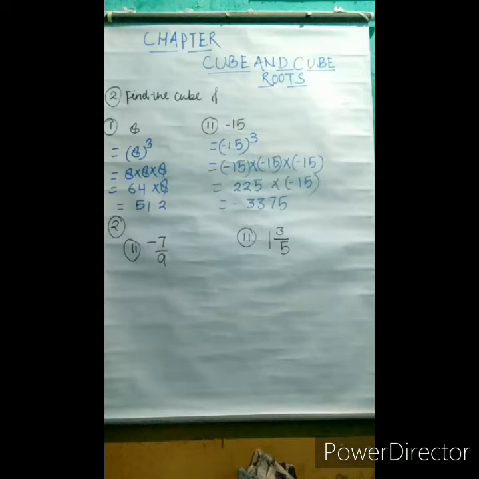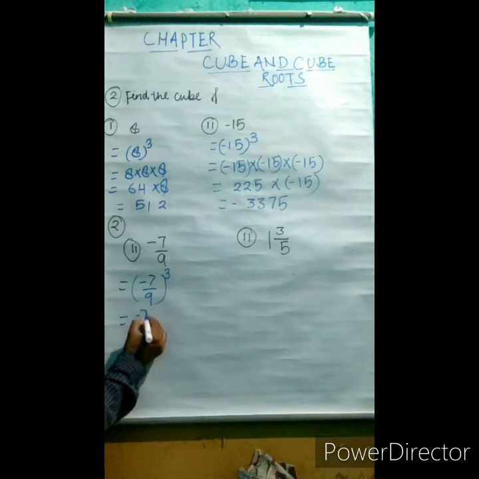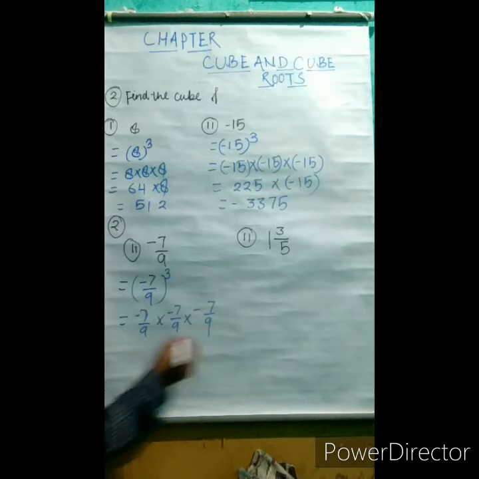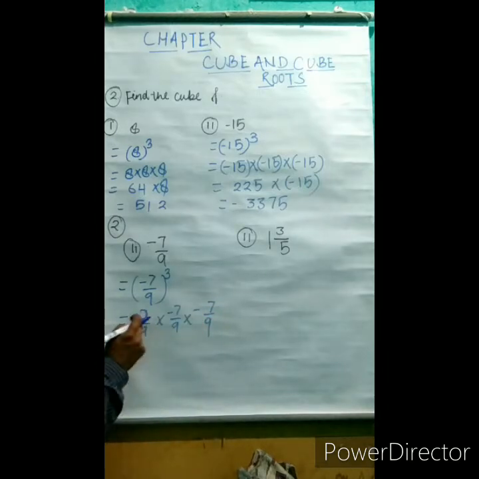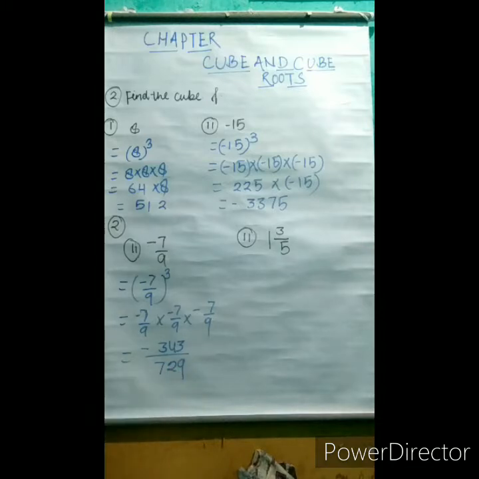Now we will have another cube of a rational number which is negative, minus 7 over 9, its cube. So minus 7 over 9 multiplied by minus 7 over 9 multiplied by minus 7 over 9. So the cube of 7, because all are negative, it will come minus, and the cube of 7 you know is 343, and the cube of 9 is 729.